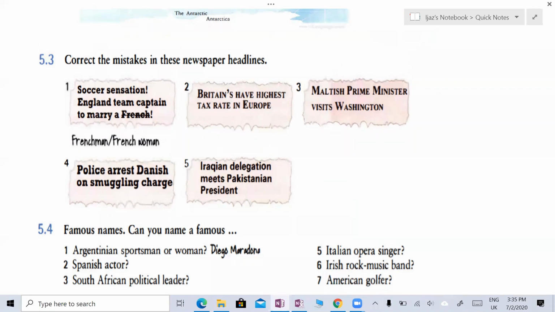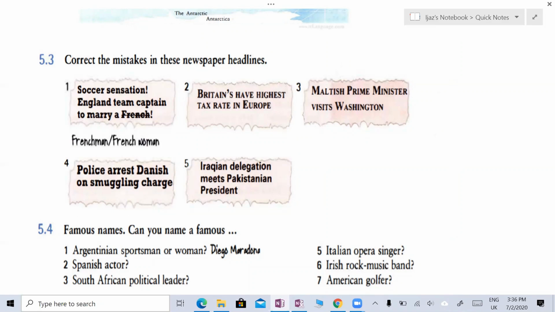Okay. Soccer sensation, England team captain to marry a French. No. We have to add man or woman here. Soccer sensation means a famous soccer player. England team captain to marry a Frenchman or French woman. Okay, number 2.